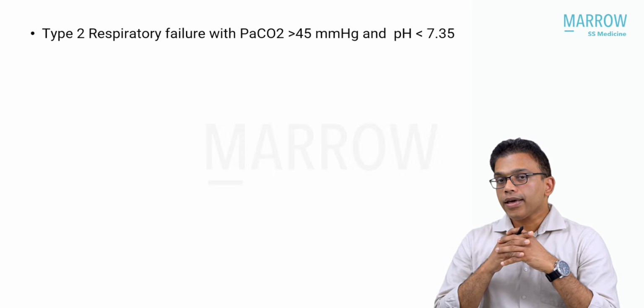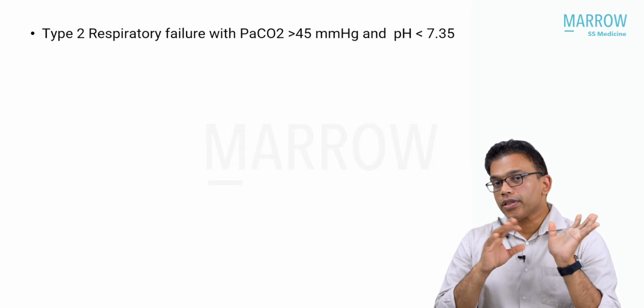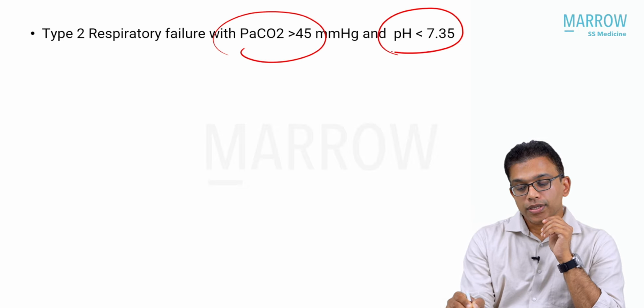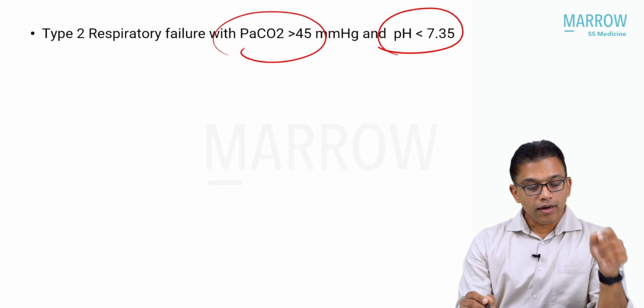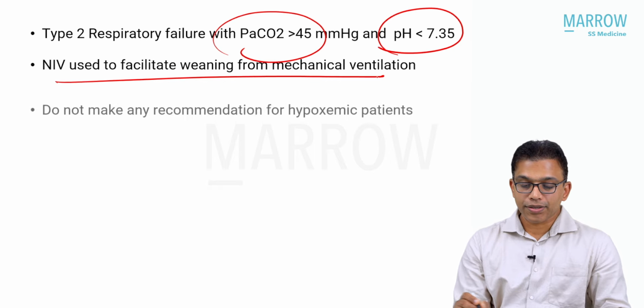So type 2 failure with a PCO2 more than 45 with acidosis. Hypercarbia without acidosis is not an indication for NIV. Hypercarbia with acidosis, pH less than 7.35, is a classical indication for NIV. Of course, NIV is used to facilitate weaning from mechanical ventilation.